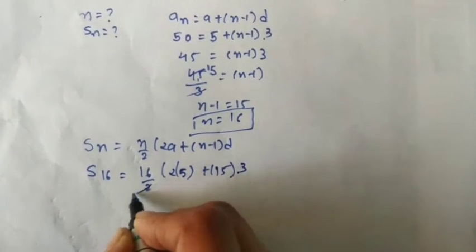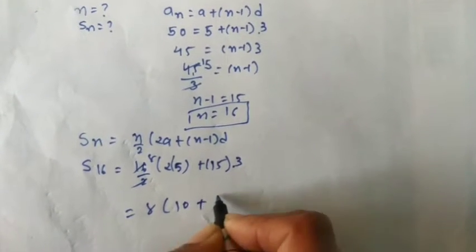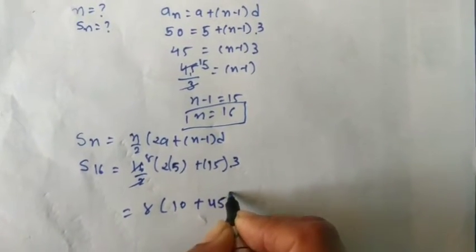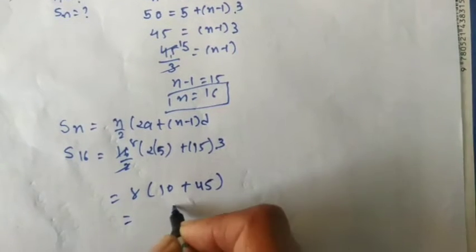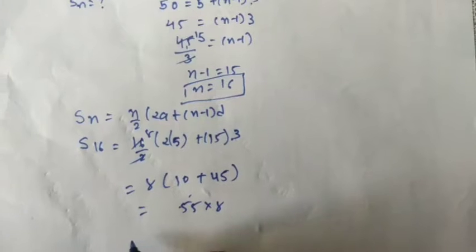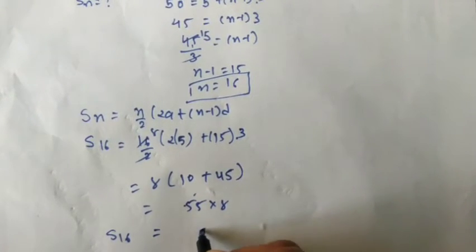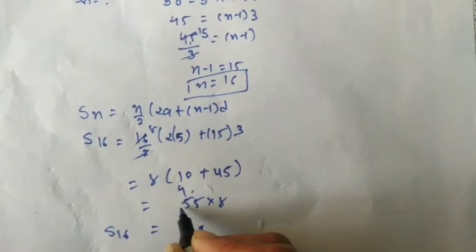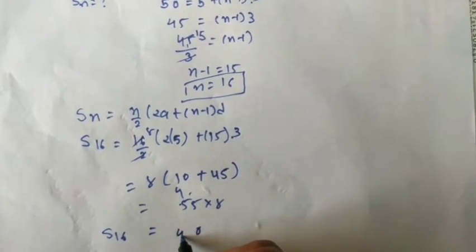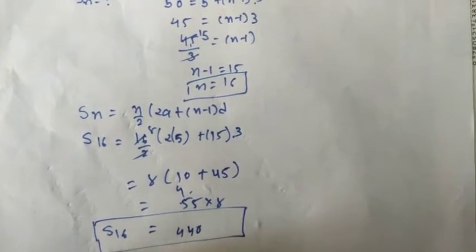So let us reduce it, so it will become 8. 5 twos are 10 and 15 threes are 45, plus 10. So here we are getting 55 into 8. So here S16 we got as 440.